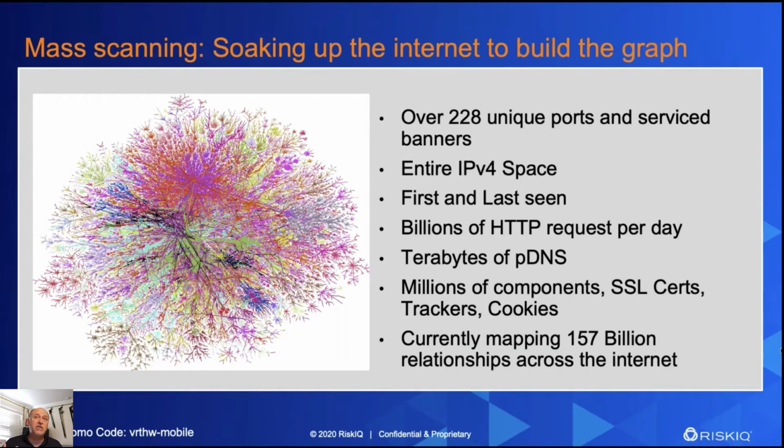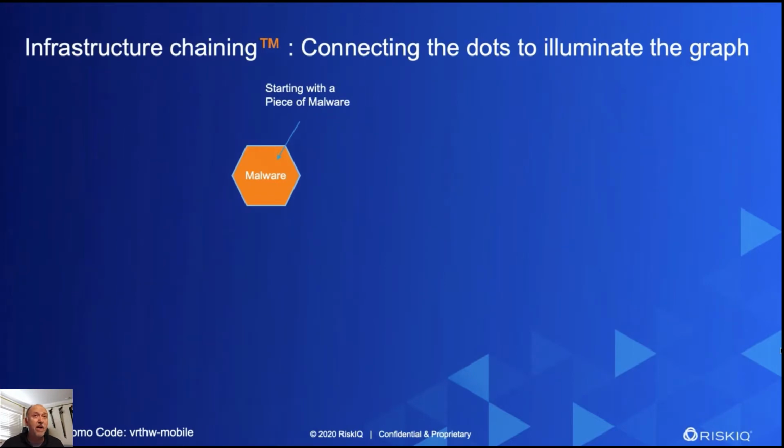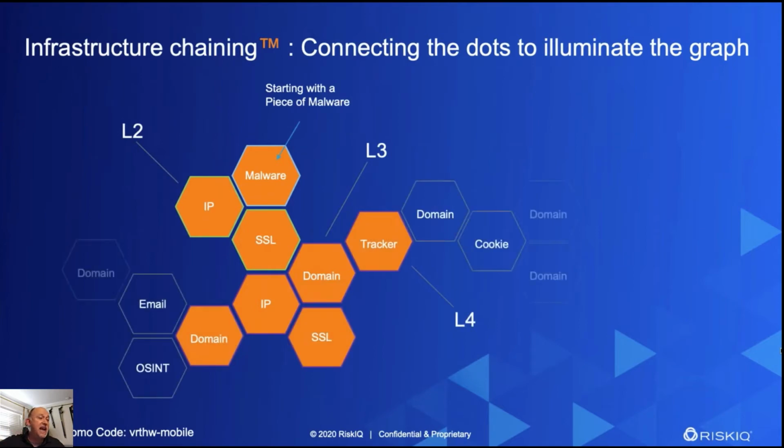So with those unique ports and services, we're able to create this internet intelligence graph. We already know how everything is interconnected on the internet. So when you pull in an image from Facebook and you're sending data out to Google Analytics, we map all that out and we already have it done. So it's easy for us to chain everything together. If you start off with a piece of malware, we're able to chain it together to give you all of the components that make that up. We call this infrastructure chaining.